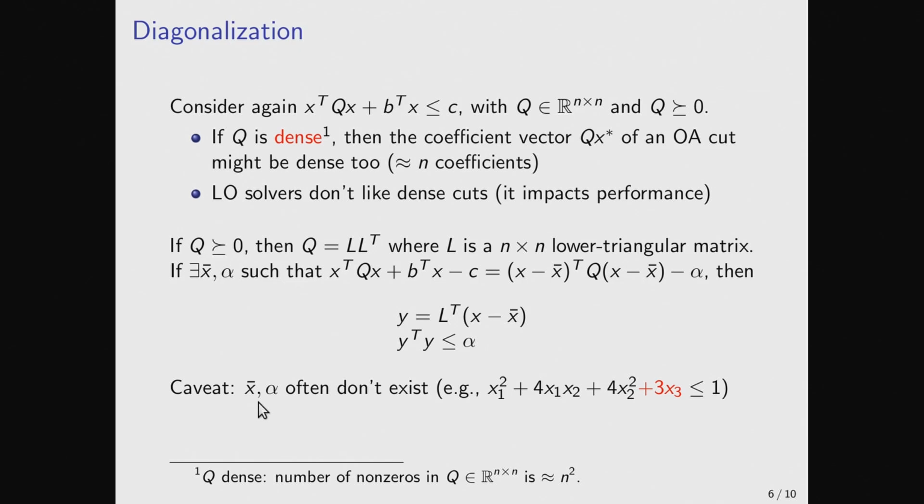A small digression: as I said before, x bar and alpha sometimes do not exist. And this happens where some conditions on the eigenvectors happen.